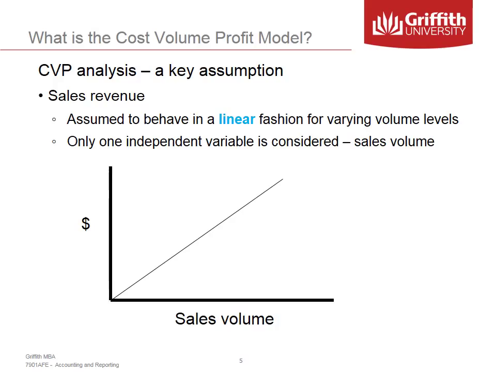So there's a key assumption that sits underneath the cost volume profit analysis, and it is this. It is that sales revenue is assumed to behave in a linear fashion. And so what that means in practical terms for you and me is that larger volumes of sales to perhaps a very good client would not attract a discount. Sales behave in a linear fashion, and if you think back, this is a parallel assumption to the ones that we made when we were looking at cost behaviour, and we plotted the cost function as being a linear function, where we also assumed that that linear relationship remained true.